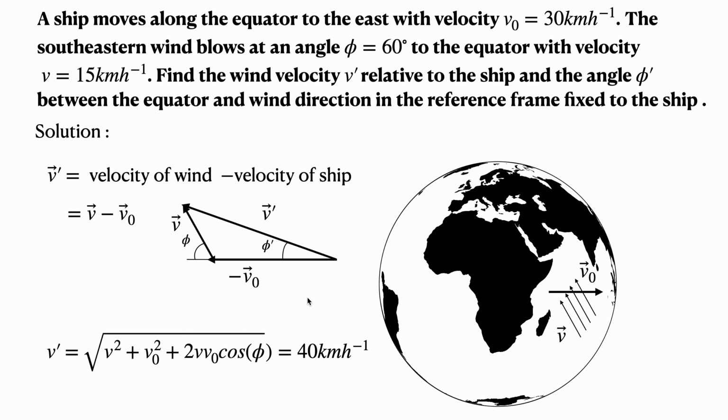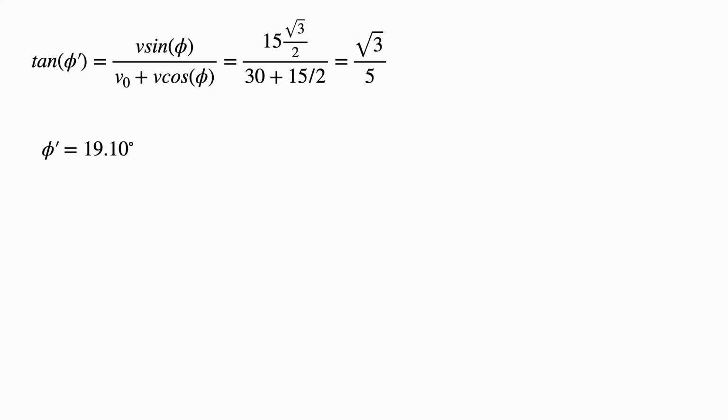So using the formula of vector addition, tan phi prime will be equal to v sin phi divided by v naught plus v cos phi, which equals 15 root 3 divided by 2, divided by 30 plus 15 by 2, which simplifies to root 3 divided by 5. If we take the tan inverse of root 3 divided by 5, we will get the value of angle phi prime, which will be equal to 19.10 degrees.